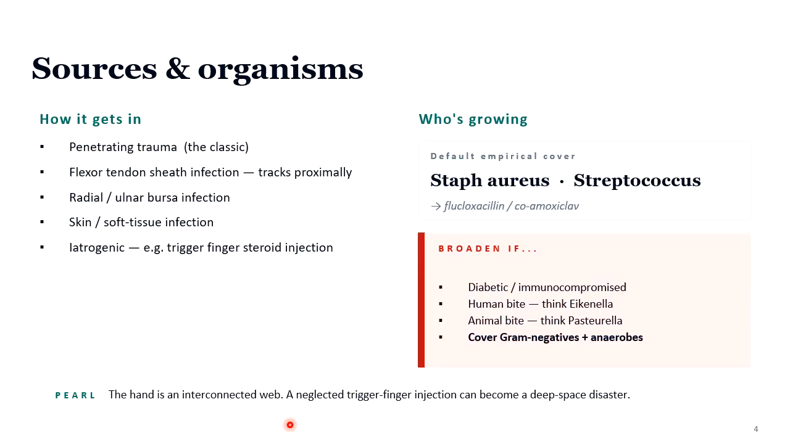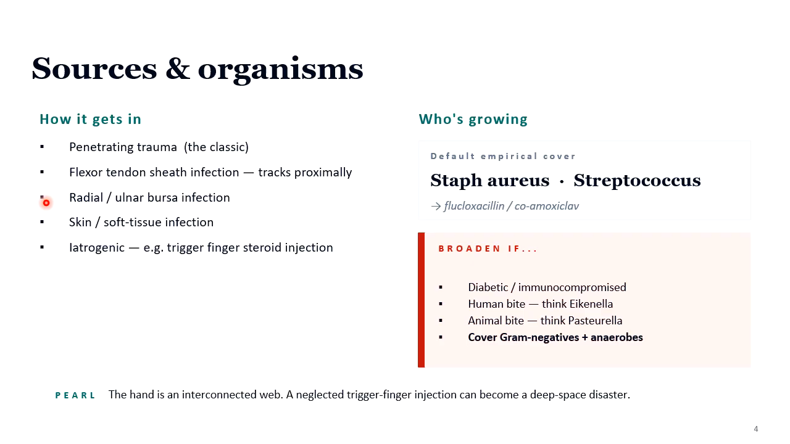Coming to the sources and organisms for these infections. Classically, the mechanism of entry of these organisms is through penetrating trauma. Other than this, a flexor tendon sheath infection can track proximally, and it can lead to an infection of these spaces. You can see that the flexor tendons are the superficial, most palmar content of these spaces. So infections there can track into the spaces.